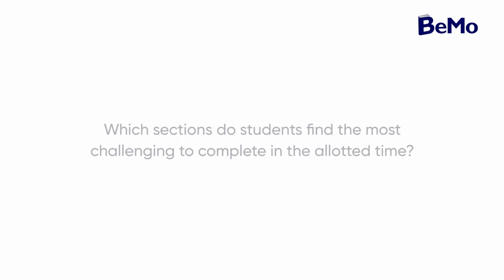The MCAT asks a lot of questions in a short amount of time, resulting in students struggling to finish some sections of the exam. Which sections do students find the most challenging to complete in the allotted time? Most test takers find the Chemical and Physical Foundations of Biological Systems section and the Critical Analysis and Reasoning Skills section most challenging to complete in time. If you find yourself running out of time, remember that wrong answers will not count against your score, so aim to fill in an answer for every question, even if you need to make an educated guess.